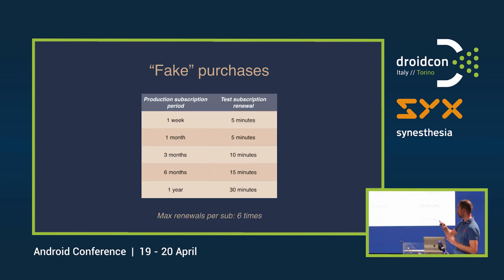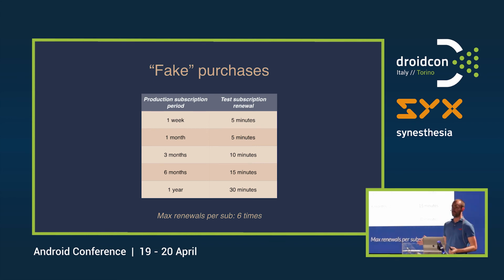And so now the constraints are as follows. There's a test duration tied to the original duration of the subscription. So for instance, if you purchase a subscription that originally lasts 1 week or 1 month, the test subscription is going to last for 5 minutes. And the longest one, which is the yearly one, is going to last for 30 minutes. And this is just for the duration part.